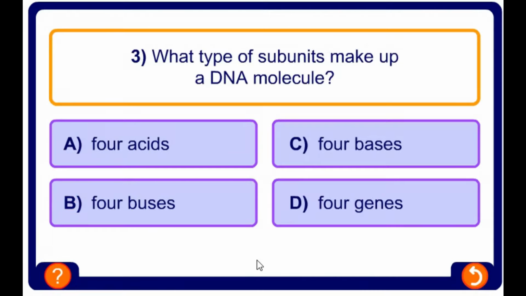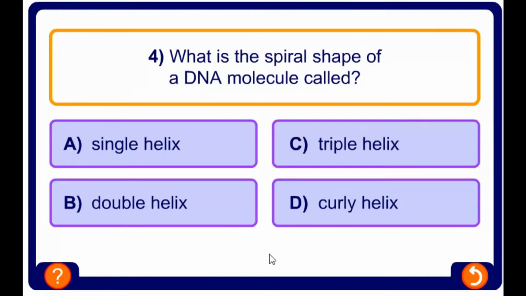Let's move on to the next one. So what type of subunits make up a DNA molecule? Is it acids, bases, bases, or genes? So it's obvious that the correct answer here is, of course, the 4 nitrogenous bases. So what would be now the structure of the DNA? Is it single helix, double helix, triple helix, or curly helix? Okay, correct answer would be letter B, double helix.